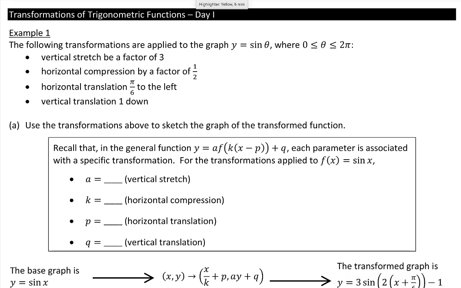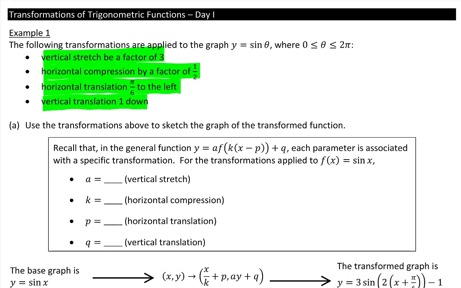So we have a vertical stretch by a factor of 3, a horizontal compression by a factor of a half, a horizontal translation pi over 6 units to the left, and a vertical translation 1 unit down. So use the transformations above to sketch the graph of the transformed function.